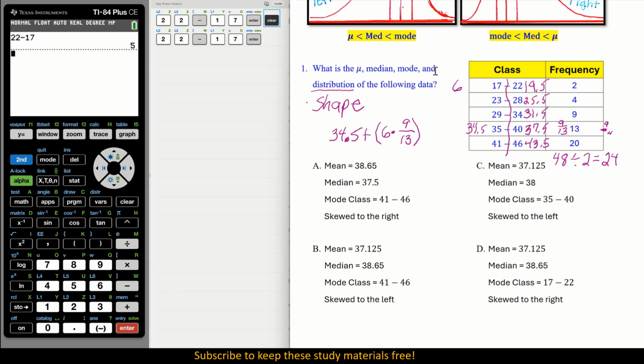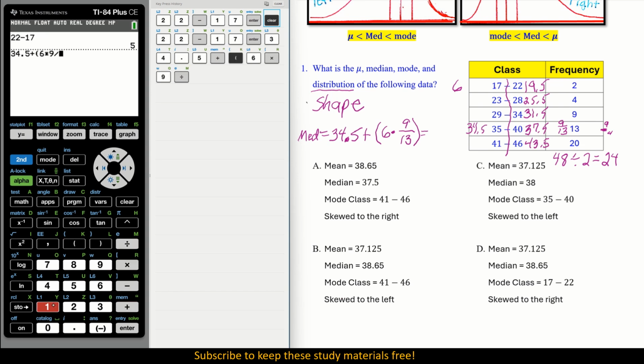I apologize for this. It's a little testy sometimes. So this will be my median, and we need to find a value for that, okay? So 34.5 plus, do parentheses and 6, and I'm multiplying 9 divided by the 13. I like to close my parentheses, and I push equal, and that is a value, and we round, and I see, now remember, it's not the mean, it's our median.